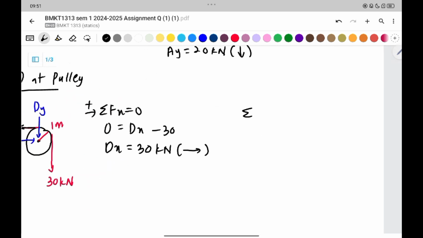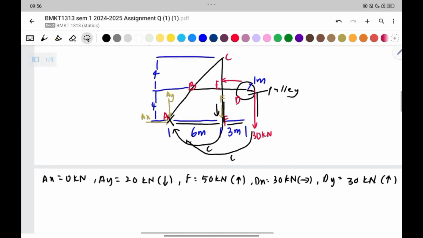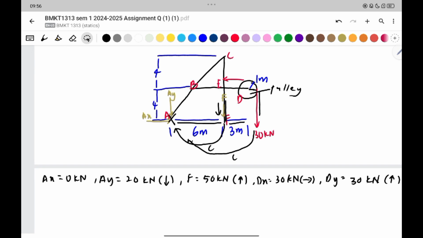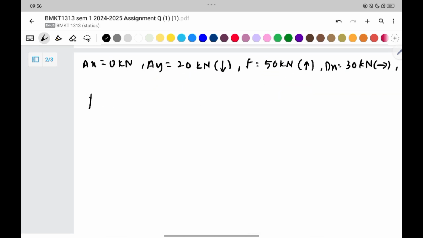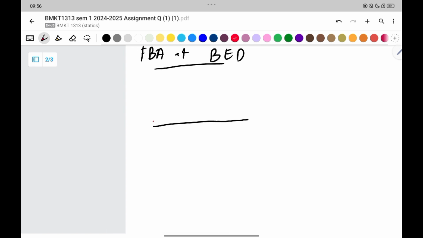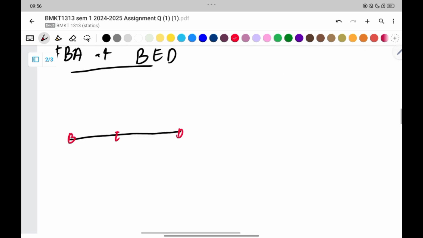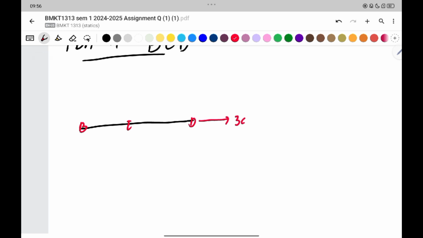Next is Fy, acting upward. We already found the values at A, F, and D. Now we need to find the values at B, E, and C. Since we already know the value for D, it's easier for us to find the values at B and E. So here, we draw the free body diagram at B, E, and D. It's a straight line with B, E, and D. At D, we already know dx equals 30 and dy equals 30. The value is the same: acting to the right is positive, acting upward is positive 30.